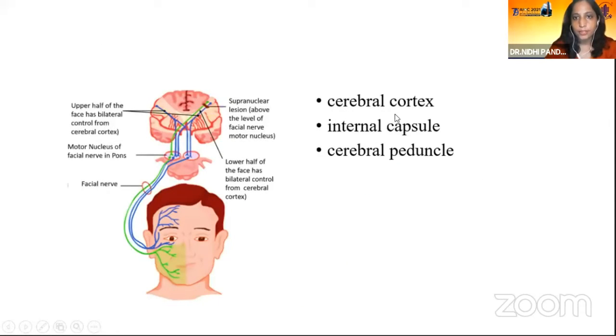So the common areas affected in upper motor neuron palsies are the cerebral cortex, the internal capsule, and the cerebral peduncle. Hence, any patient who is presenting with sparing of the forehead needs a neurological evaluation and referral to a neurosurgeon most probably.